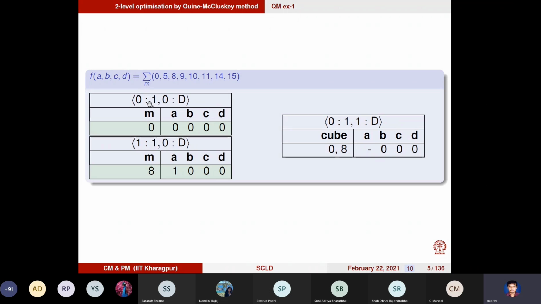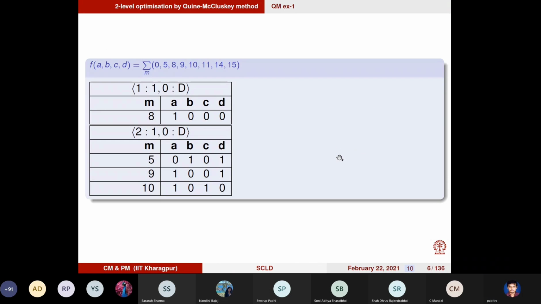So this is a kind of 0 level in terms, you can say, and these we have combined. All right. So what are the second level minterms that we want to combine with? This is the minterm 8, and you have the variable values 1, 0, 0, 0. And let's say we can combine with the minterms 5, 9, and 10. So which are these values of the variable?